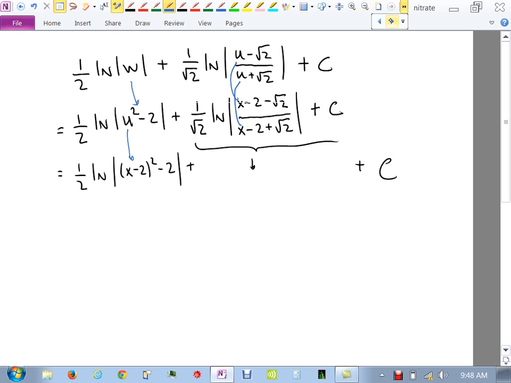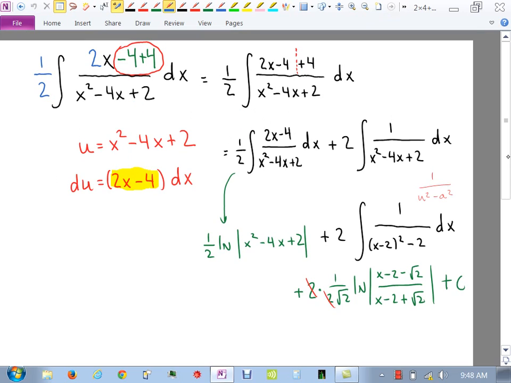Now I showed the class a different way of approaching the same exact problem. And I think what I'll do is I'll erase this so you can see it. Okay, so starting out with the original problem, I said let's just act like we would really want to try and force that to be our u. So here it is right here. Then the derivative of that is this. And so I really would like to have a 2x minus 4.